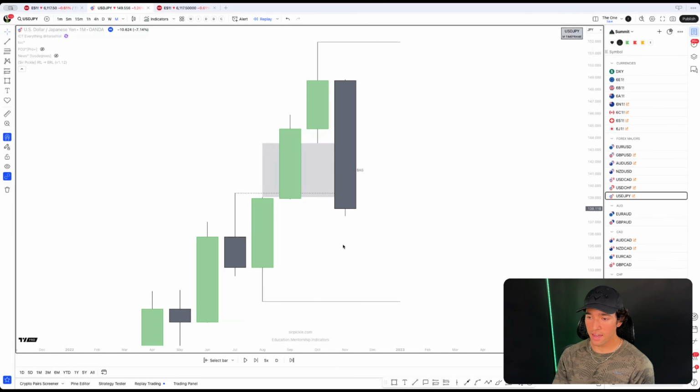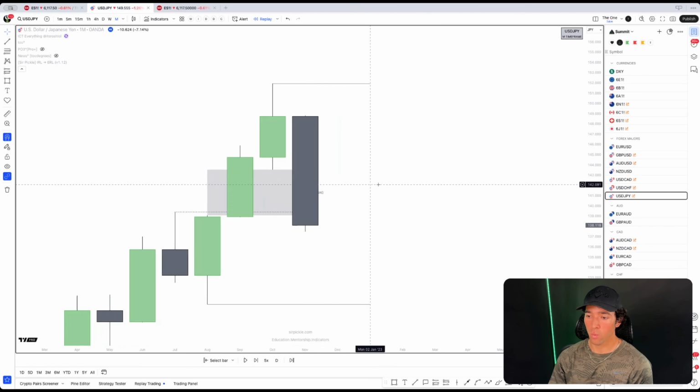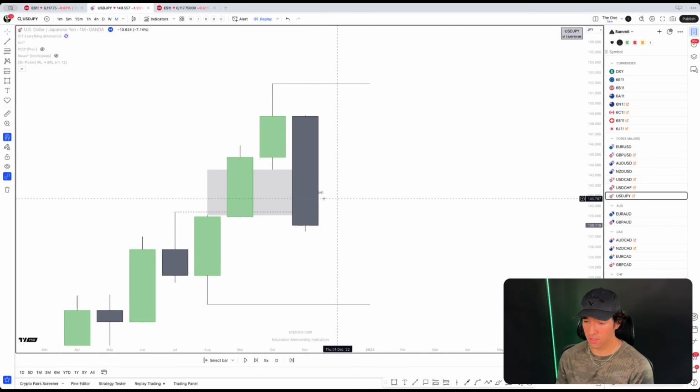So now let's take a look at an example of disrespect right here. We have this monthly fair value gap that we could have potentially seen continued higher prices from, but this candle right here, the way this monthly candle closed below it, is not suggesting that.